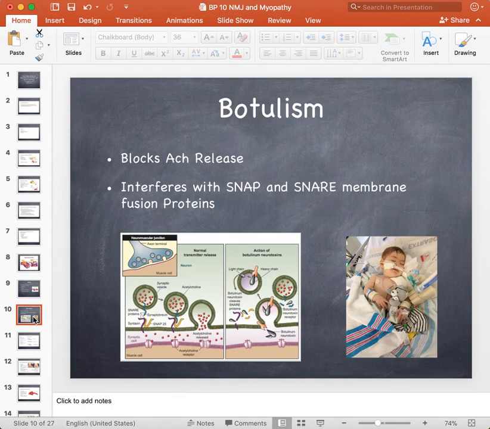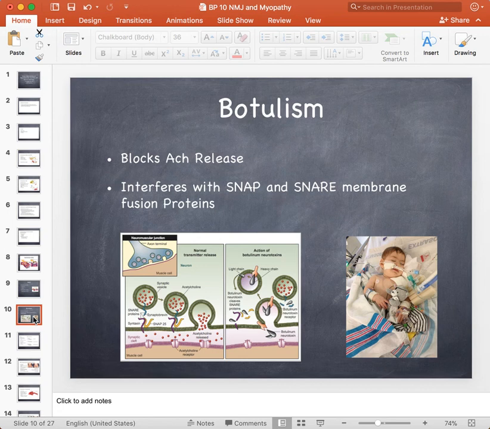Botulism is a common cause of infant mortality, as I just mentioned. It is also commonly iatrogenically induced with Botox. It's the same toxin, or a very similar toxin, used both cosmetically as well as therapeutically in dystonic disorders.